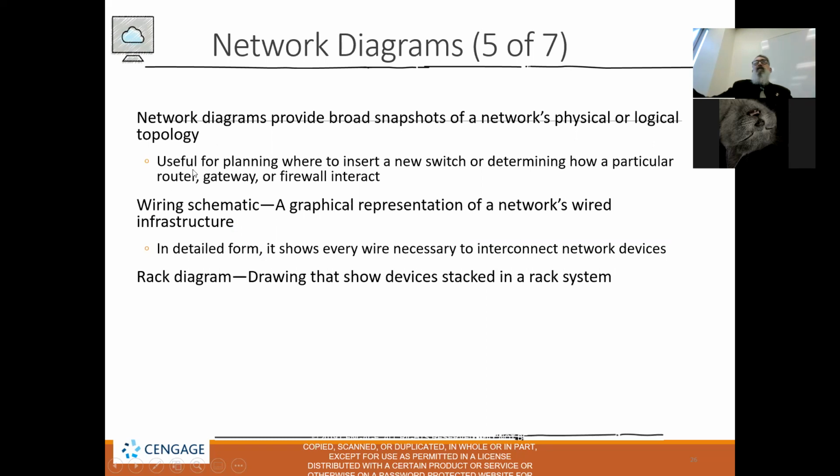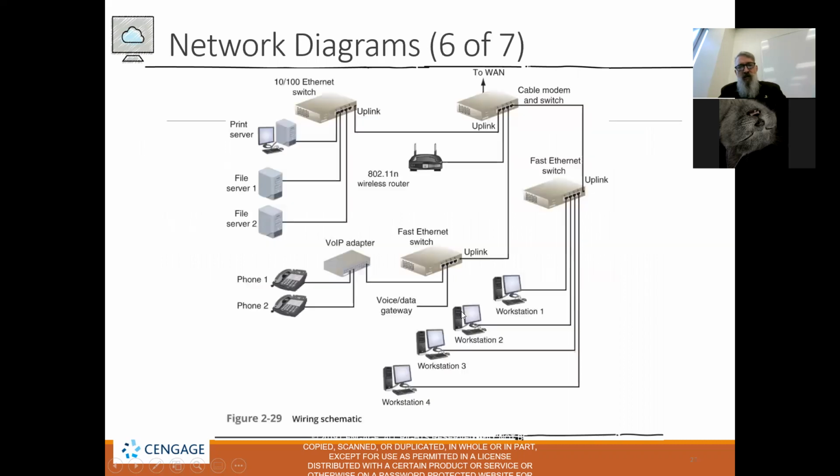So there's a lot of diagrams that we would use. We'd use network diagrams. We've got different types of network diagrams, logical and physical. A wiring schematic is very, very useful if we're going to go in and try and find a physical fault in the network. Then we're going to refer back to the wiring diagram, because what that's showing is what cable is connected to what. So that's very useful. And a rack diagram shows what devices are connected to what in the network.